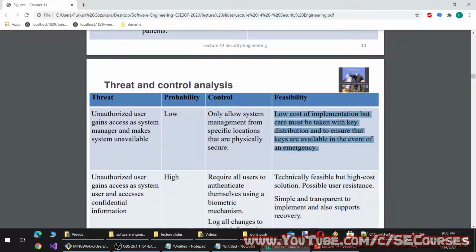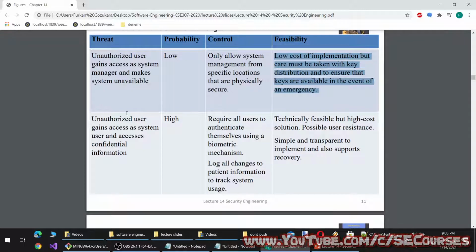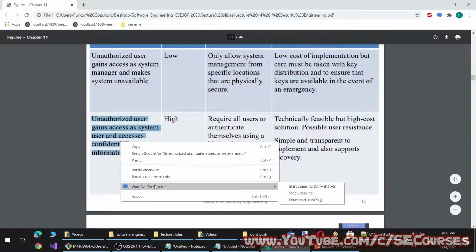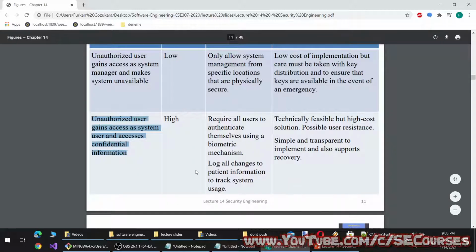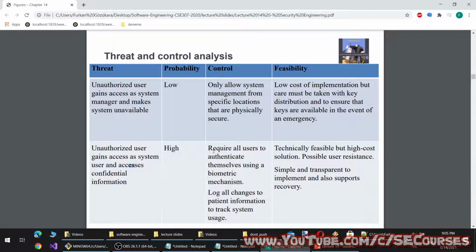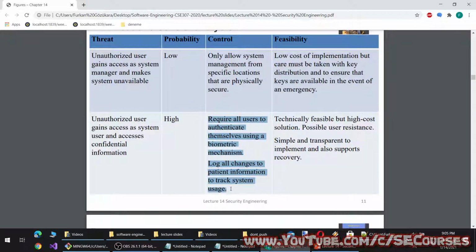So the feasibility of control. Low cost of implementation, but care must be taken with key distribution and to ensure that keys are available in the event of an emergency. So it can be done, it is feasible. Unauthorized user gains access as system user and accesses confidential information. Okay, this is high. Why is it high?